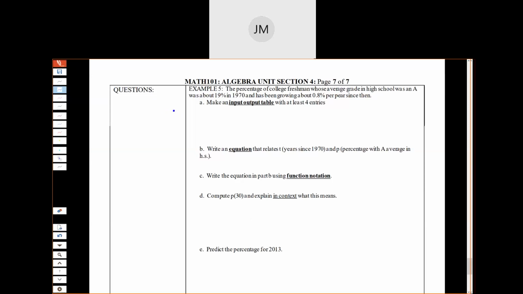So let's let x equal the number of years since 1970. Okay, and we'll say that y is that percentage.